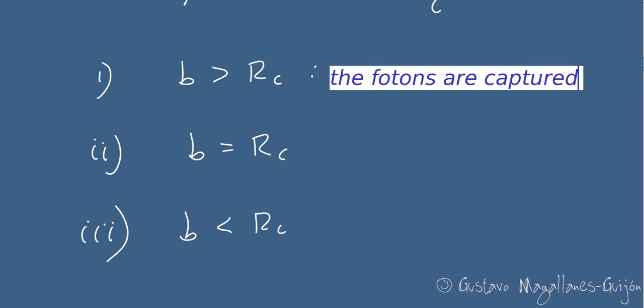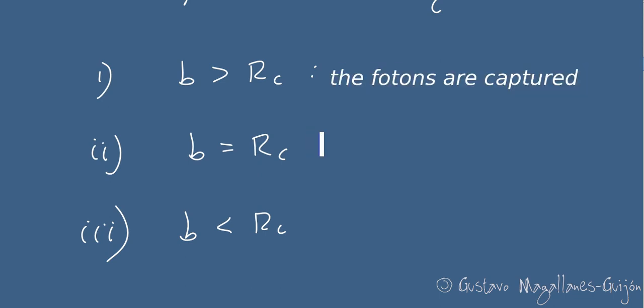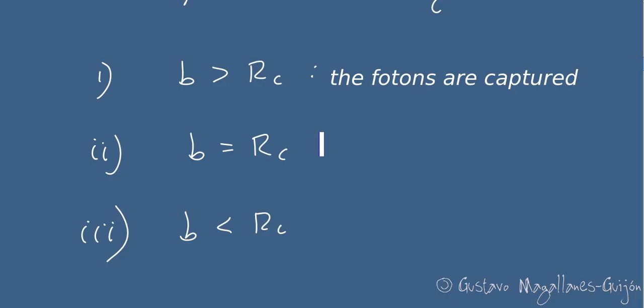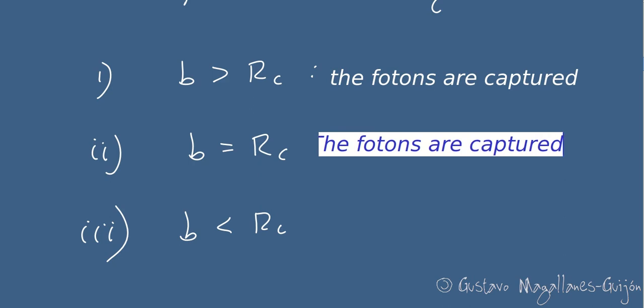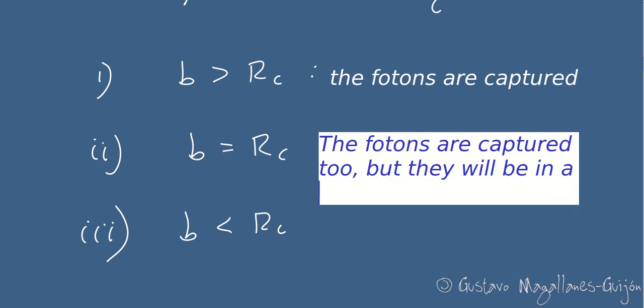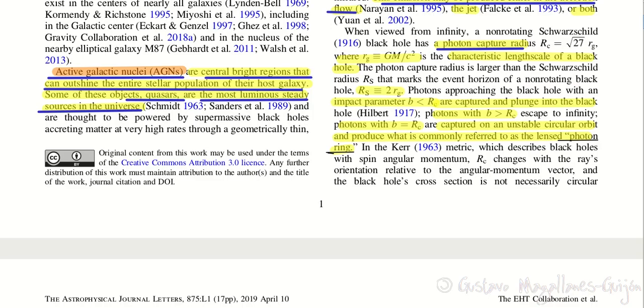In this other scenario, when B is equal to Rc, the photons are captured too, but they will be in a circular orbit.